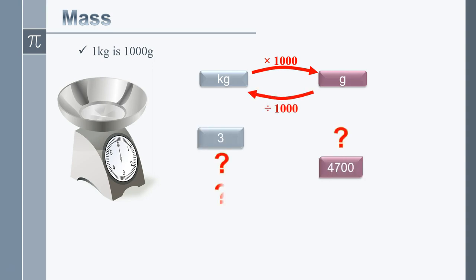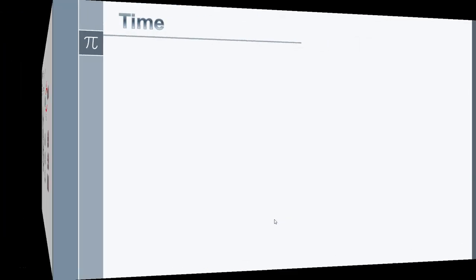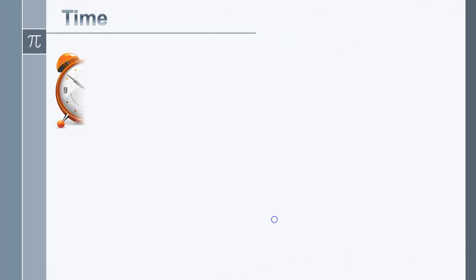So 3 kilograms would be the same as 3,000 grams. Going back the other way, doing a divide by 1,000, that's going to be 4.7 kilograms. And this one we've got to be a little bit careful about. We've got to do 9 divide by 1,000, so that's going to be 0.009 of a kilogram.